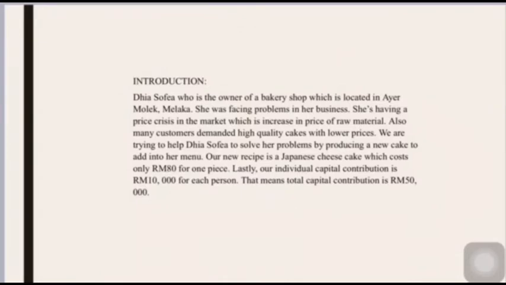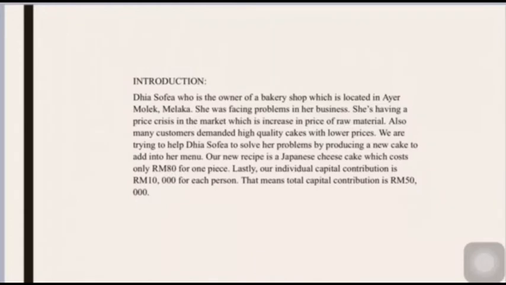Introduction. DHIA SOFEA is the owner of a bakery shop located in Air Molek, Melaka. She was facing problems in her business. She is having a price crisis in the market, which is an increase in the price of raw materials. Also, many customers demand high quality cakes at a lower price. We are trying to help DHIA SOFEA solve her problems by producing a new cake to add into her menu. Our new recipe is a Japanese cheesecake which costs only 80 ringgit for one piece.